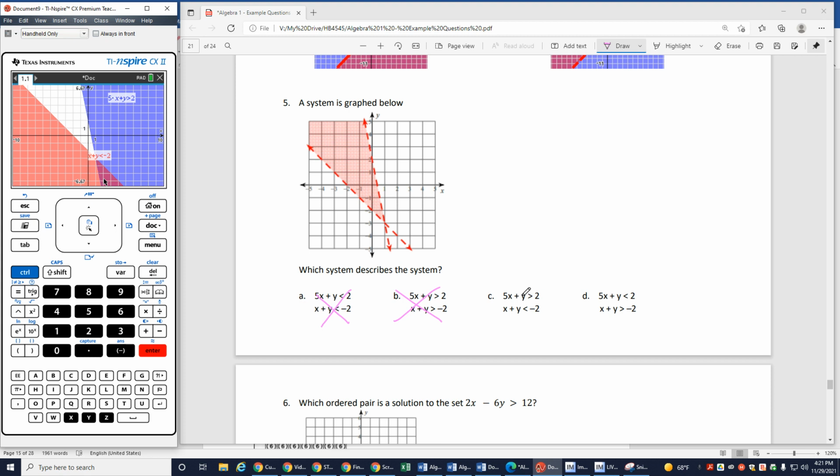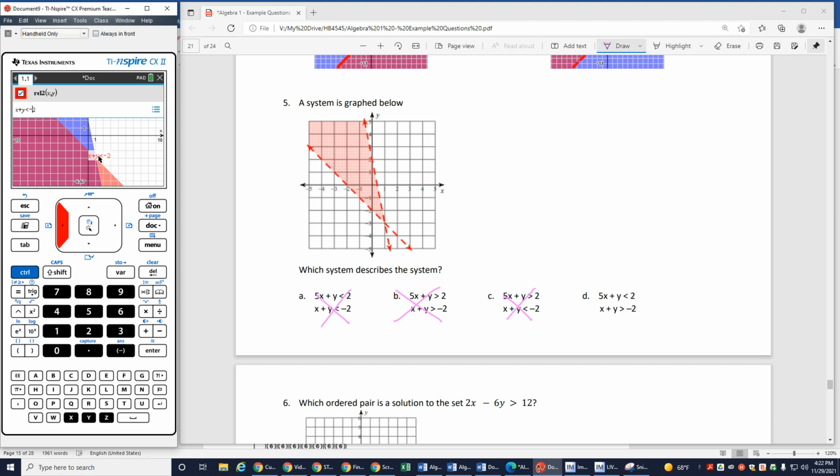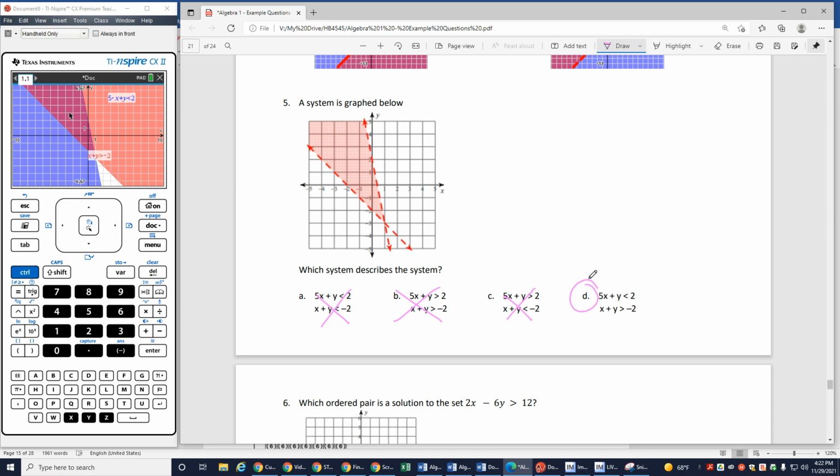Oh, which means it better be D, right? That's the only one left. So I've got a less than and a greater than. My blue one, my 5x plus y, needs to be a less than. Control Enter, less than. And my x plus y needs to be a greater than. Control Enter, a greater than. Enter. And look, there you can see my overlapping part is matching. Okay, so D is my correct answer.